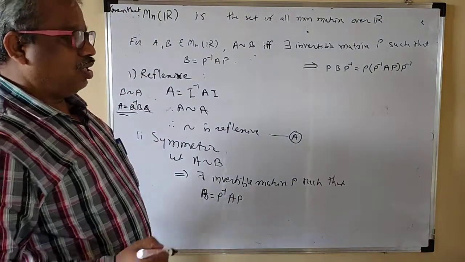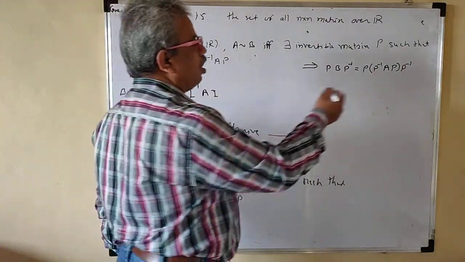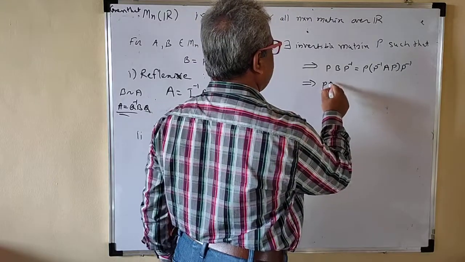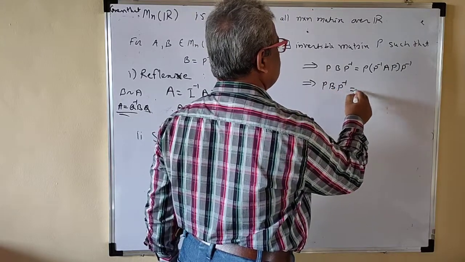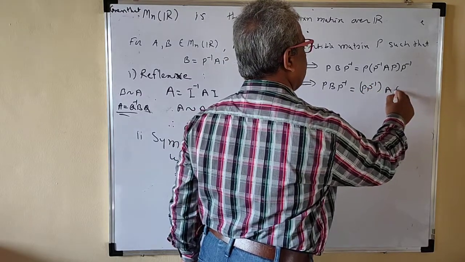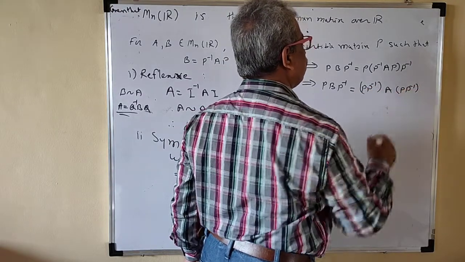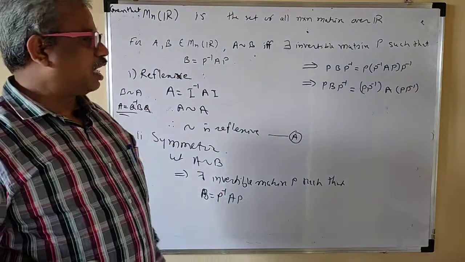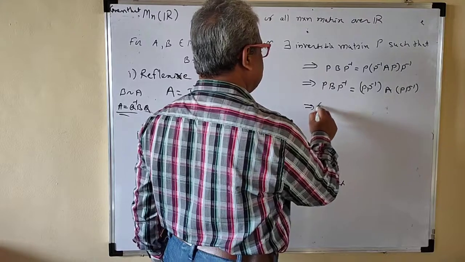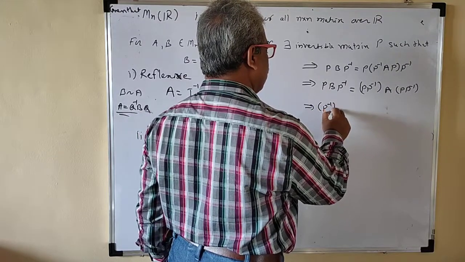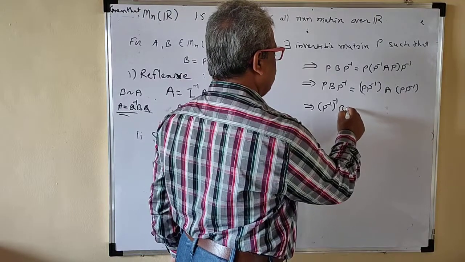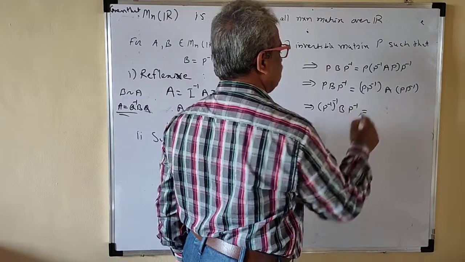Now the associative law holds for the product of matrices. So P B P inverse is equal to P P inverse, then A, then P P inverse. We know that P is an invertible matrix, so P into P inverse is the identity matrix. So I can write this as P inverse of inverse, and we know that the inverse of the inverse is itself.